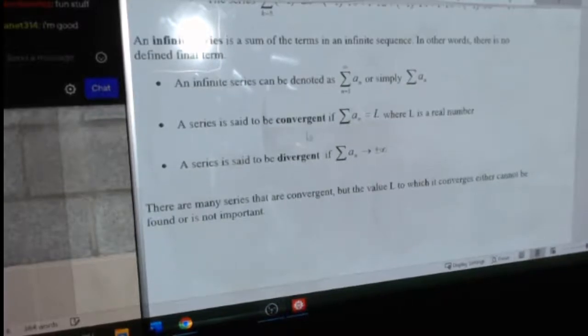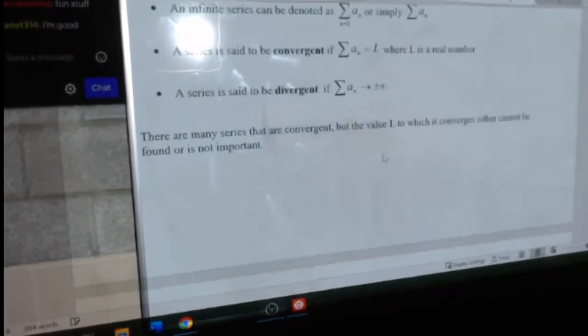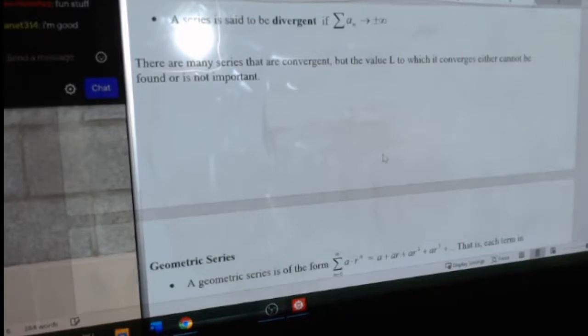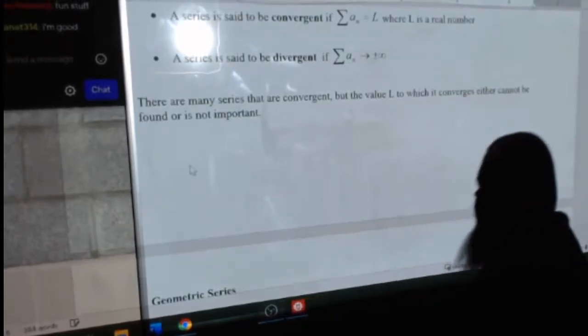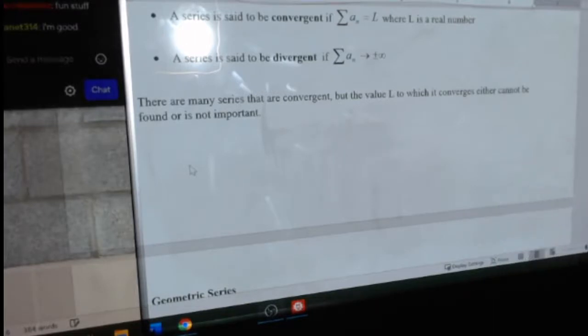So to converge, we just need the infinite series to equal some value L, and L is just some real number, so something tangible. The series diverges if it goes to plus or minus infinity. So basically the same set of rules as the sequences. And a little note here is that there are many series that are convergent, but the value of L to which it converges either cannot be found or is not important.